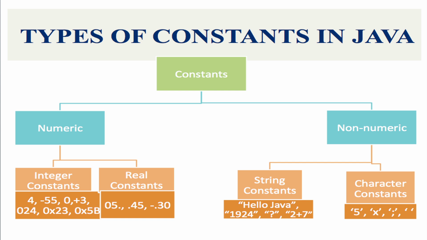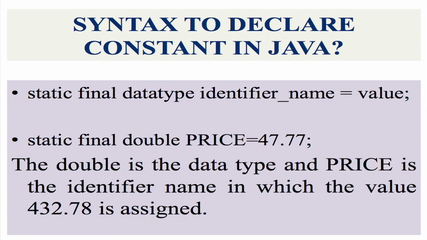And in case of the numeric, you can see here integer constant as well as real constant. So these are the different categories of constant. The syntax is: static final data type identifier name equals value.